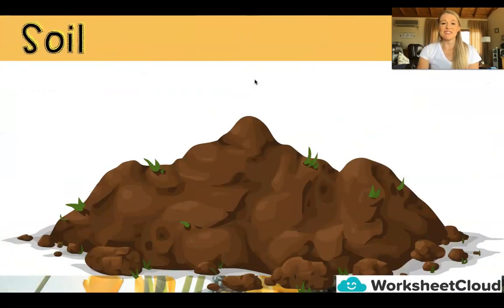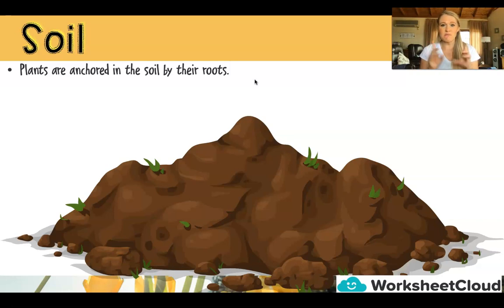Okay, right, soil. So plants are anchored in the soil by their roots. Remember the function of the roots. Anchorage is an important one. It's there to anchor the plant so it can stabilize the plant. And so in order for a plant to anchor itself, it needs to be anchored in soil, right?